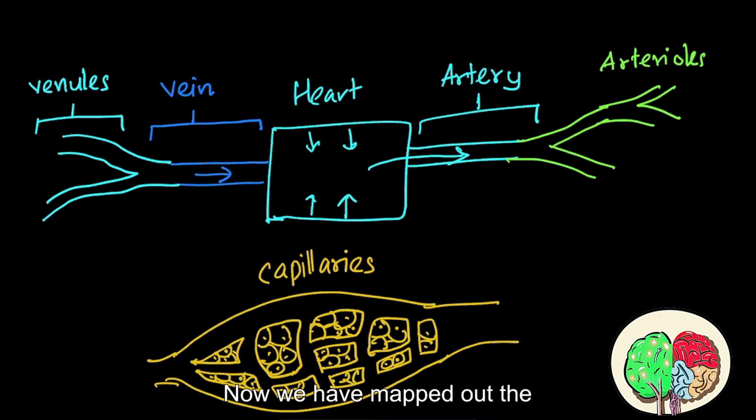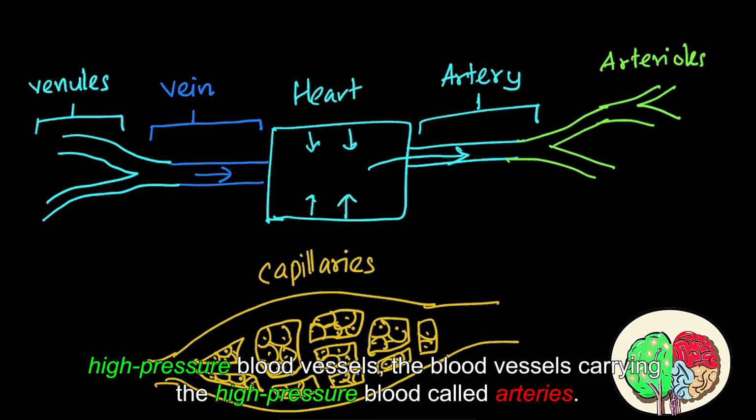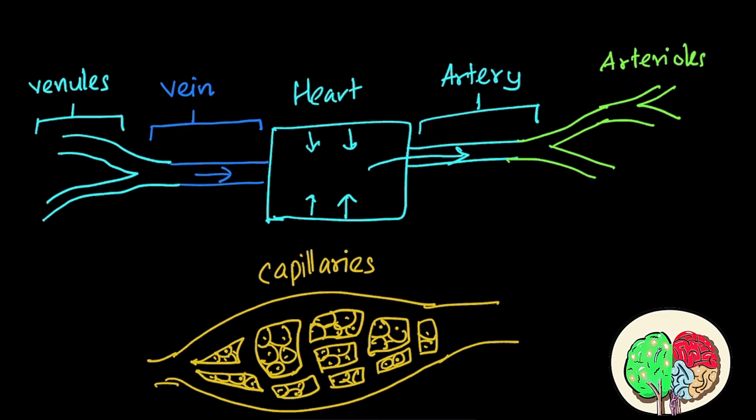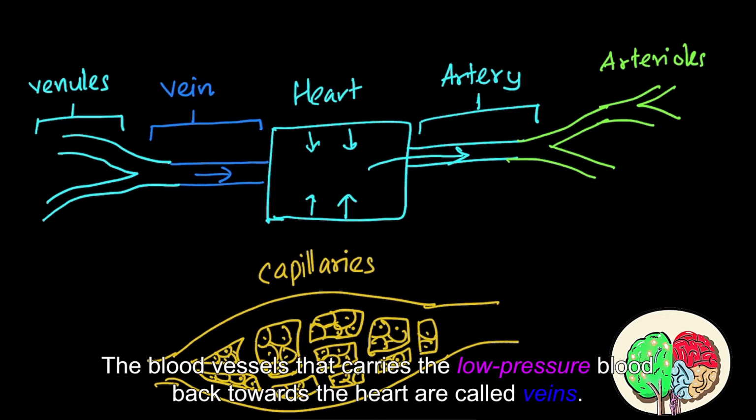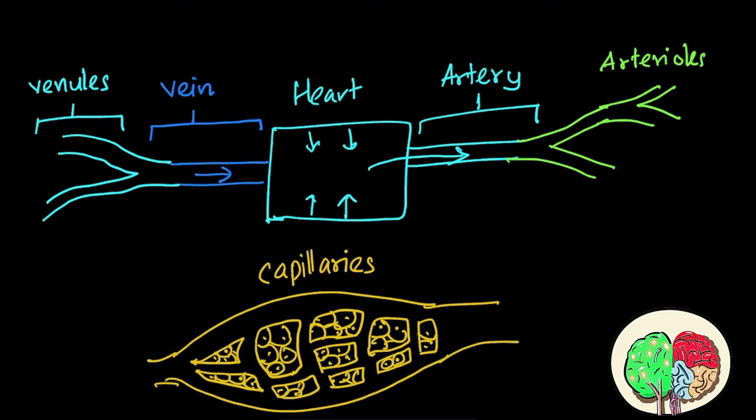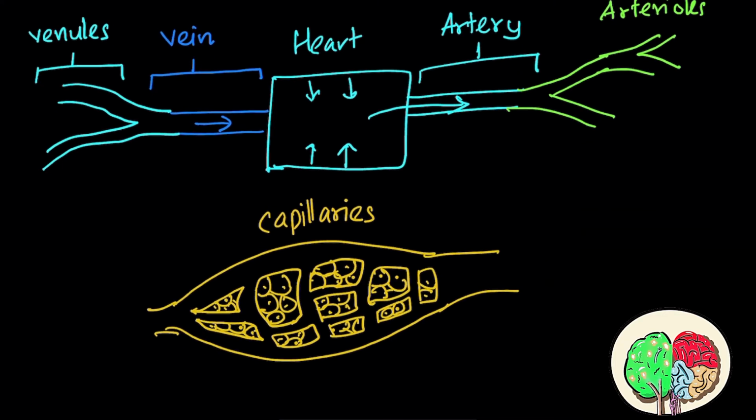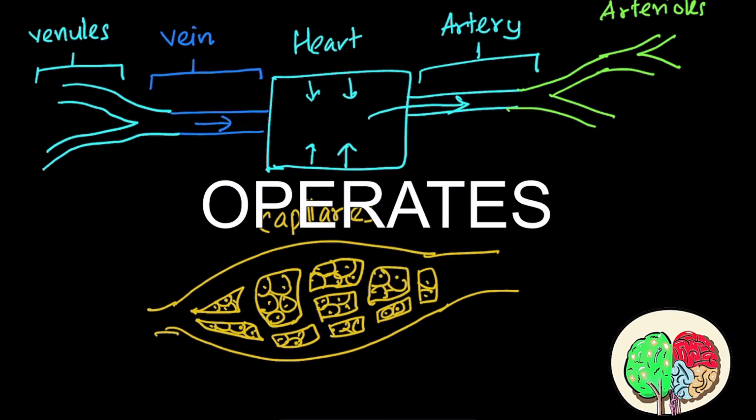Okay, now we have mapped out the circulatory system. The heart is a pump. The blood vessels are subdivided into high pressure blood vessels. The blood vessels carrying the high pressure blood are called arteries, and the smaller ones are called arterioles. And the blood vessels that carry the low pressure blood back towards the heart are called veins, and the smaller ones are known as venules. Okay, and then in the organs there will be a lot of capillaries, like the blue one, the yellow one. Okay, so now we're going to talk about how our heart operates.